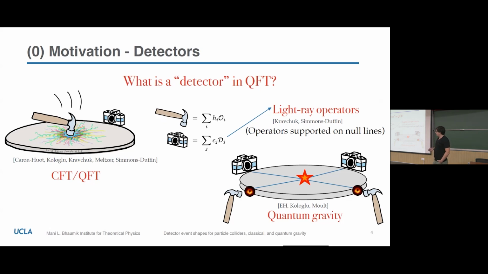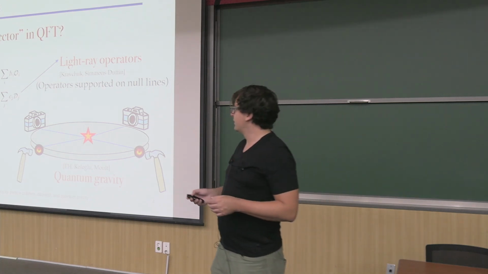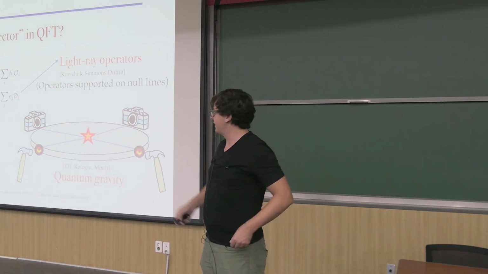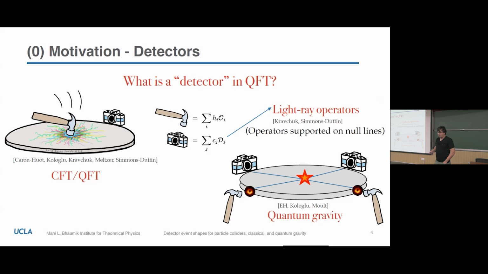But in the last couple of years, there's been a complementary picture evolving, where instead of studying the dynamics of systems in terms of correlation functions of local operators, we should think about trying to characterize the physics of a system or its dynamics in terms of doing asymptotic measurements. This is something that we're very familiar with at colliders. We do asymptotic cross-section type measurements. And so there has been a framework developed of how we are supposed to formulate these detectors in quantum field theory. This goes under the name of light ray operators. Instead of the local operators that we're very familiar with, these light ray operators are not local. They're supported on null lines.